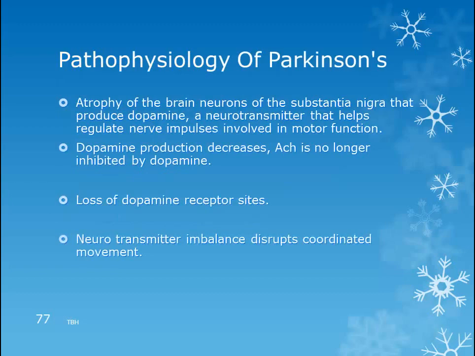Pathophysiology of Parkinson's. Atrophy of the brain neurons of the substantia nigra that produce dopamine, a neurotransmitter that helps regulate nerve impulses involved in motor function, is what occurs. Dopamine production decreases. ACh is no longer inhibited by dopamine. ACh stands for acetylcholine. Loss of dopamine receptor sites occurs. Neurotransmitter imbalance disrupts coordinated movement.